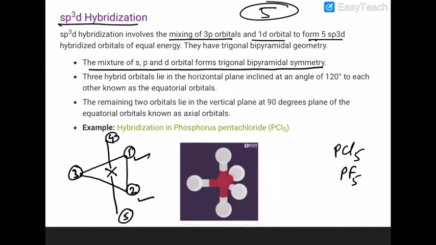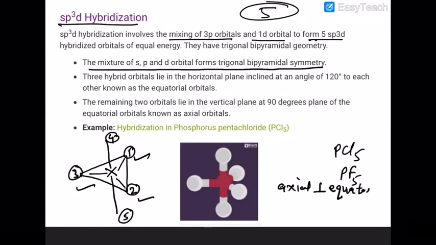Out of that, 1, 2, and 3 are on the same plane and on the corners of an equilateral triangle. The atom number 4 is above the plane at 90 degrees to the bonds X1, X2, and X3, while atom number 5 is below the plane of the triangle, and that is also perpendicular to all 3 bonds. So you can say that axial bonds are perpendicular to the equatorial bonds. Do you get that idea in your mind now?